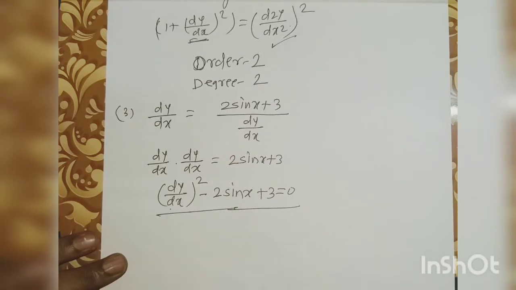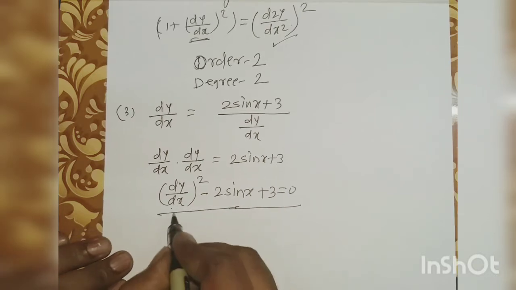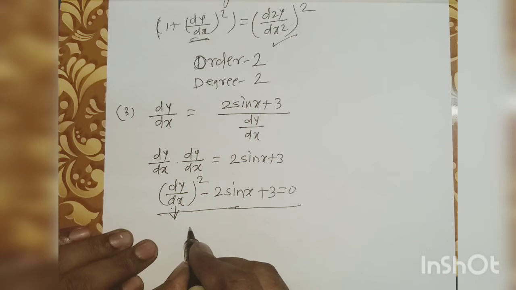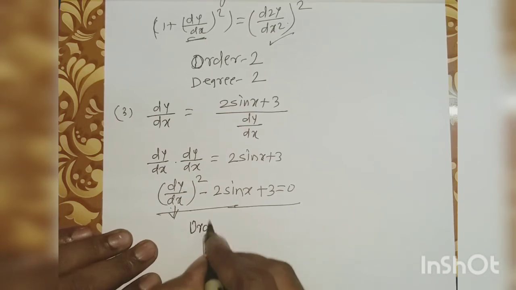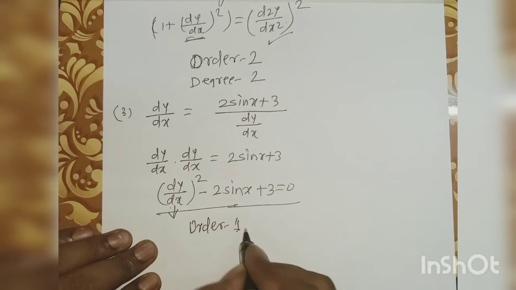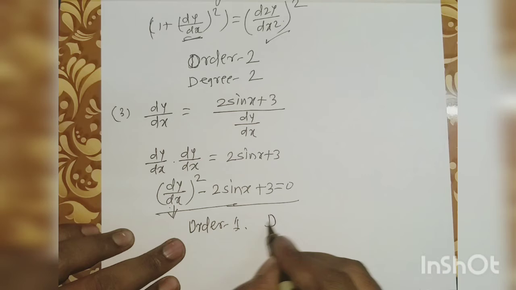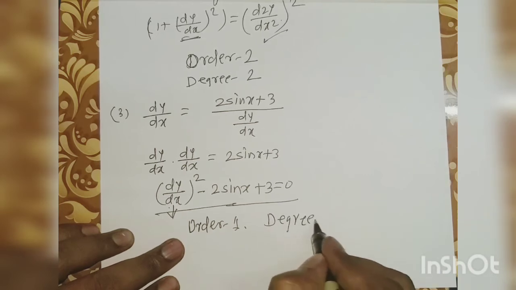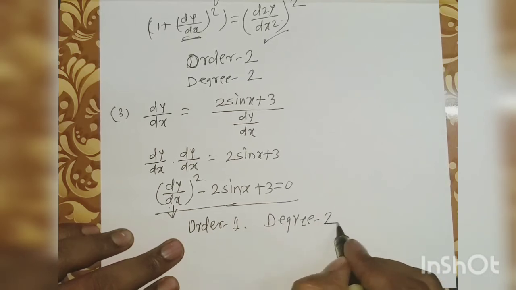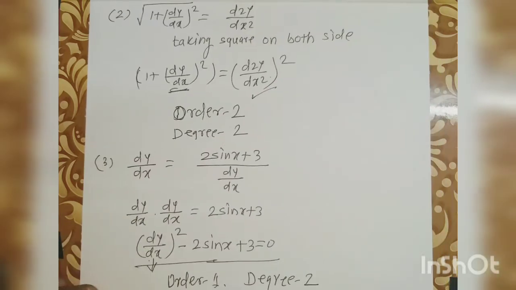This equation consists of one and only one derivative term, the first order derivative. Therefore order is first, but the indices of this term is 2, therefore degree is 2.